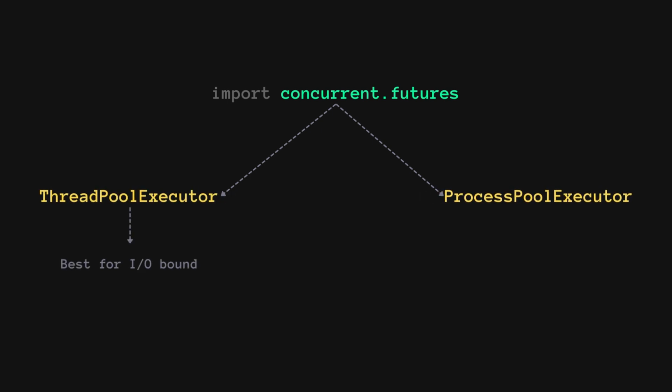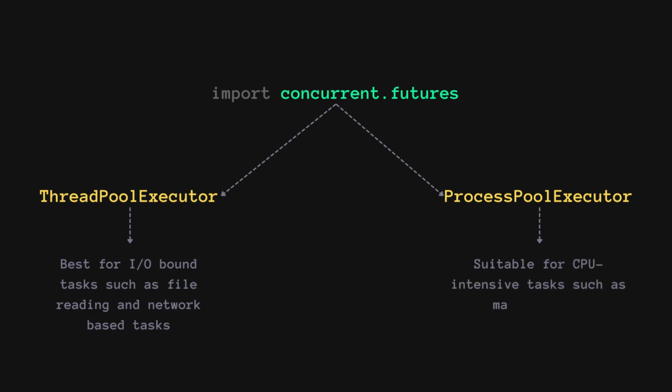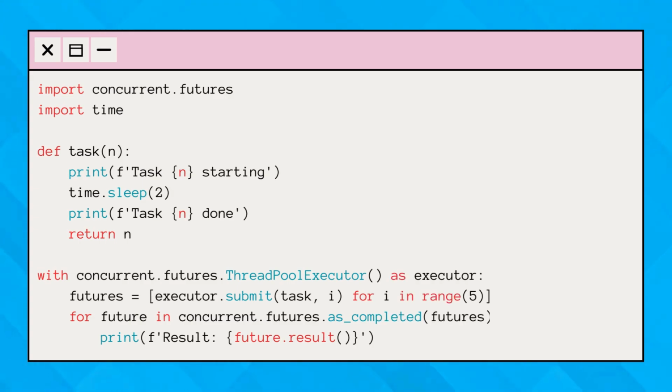The ThreadPoolExecutor is useful for I/O-bound operations, such as reading files or sending network requests. ProcessPoolExecutor is more suited for CPU-intensive operations, such as mathematical computations. Here's a simple example using ThreadPoolExecutor.